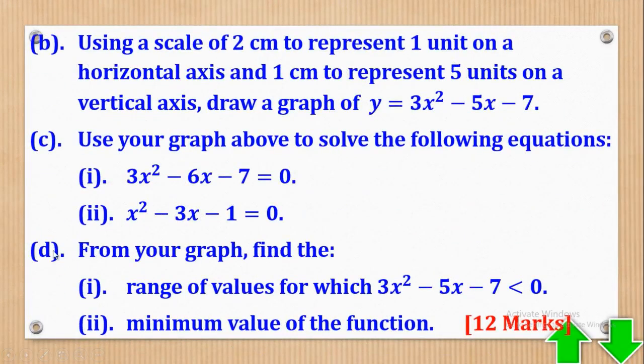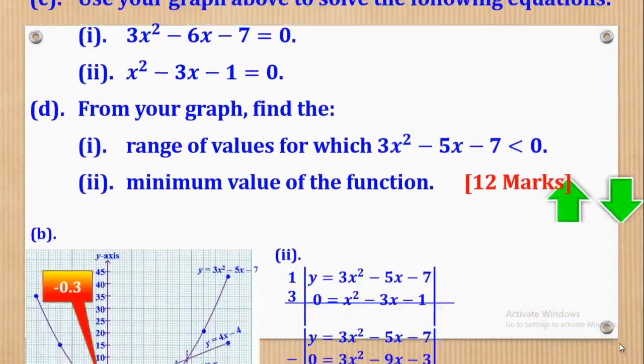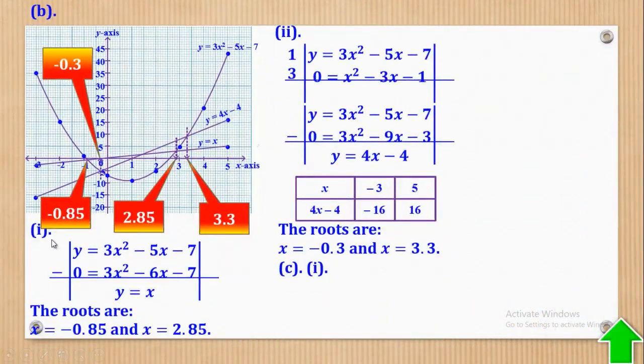So that was part C. Now we shall go to part D. Part D says that from your graph, find (i) the range of values for which this curve is less than 0. So here this was part C. Now this is part D.